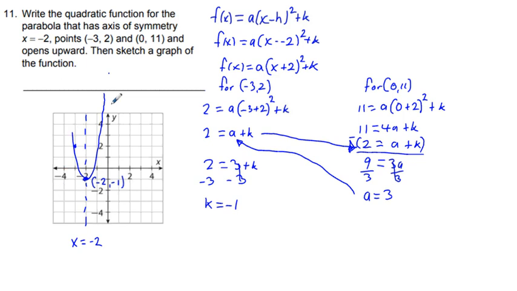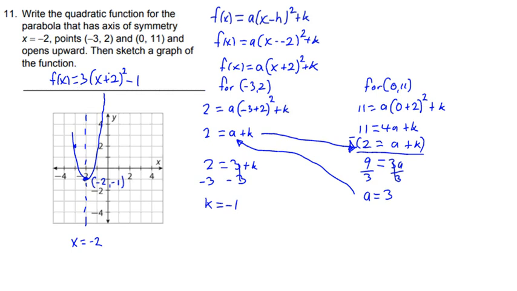Let's write our final form of the function here. We have f(x) equals 3 times (x plus 2) squared minus 1. And so that's going to be it.